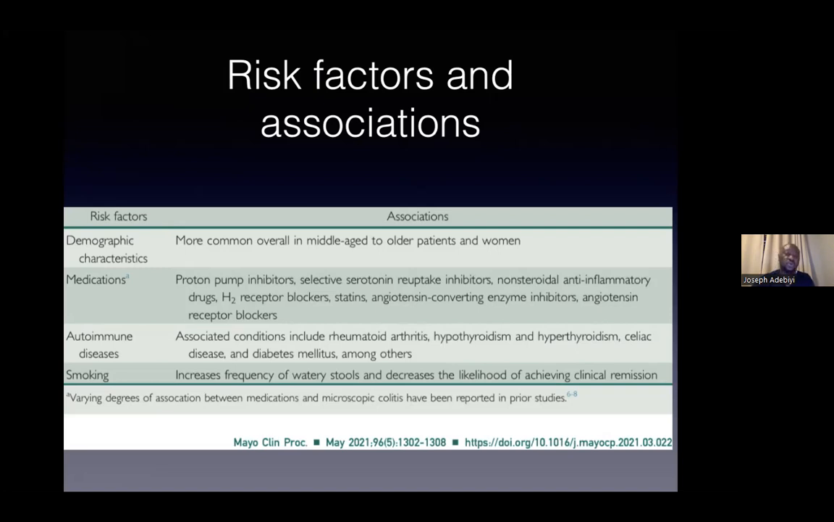But what has been found is that a lot of those patients who have microscopic colitis have been known to use PPIs and NSAIDs on a long-term basis. There's also a close relationship with patients with autoimmune diseases, especially rheumatoid arthritis and the thyroid diseases, as well as diabetes and certainly celiac sprue. Smoking has also been associated with the development of microscopic colitis.